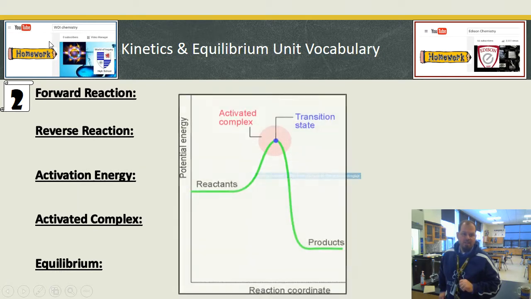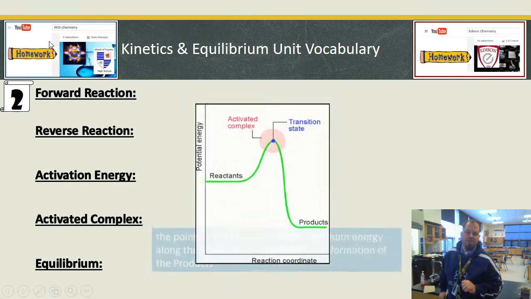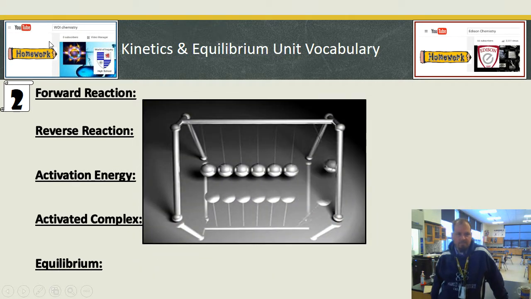The activated complex is this actual point, that top point, which is the highest point on that hill, if you will. This is the point where reactants reach maximum energy along the reaction path and begin the formation of the products. Okay? We're not going to get into the complexity of the complex, I promise. You just need to be able to find out where it is. Fair? And we will leave it at that.